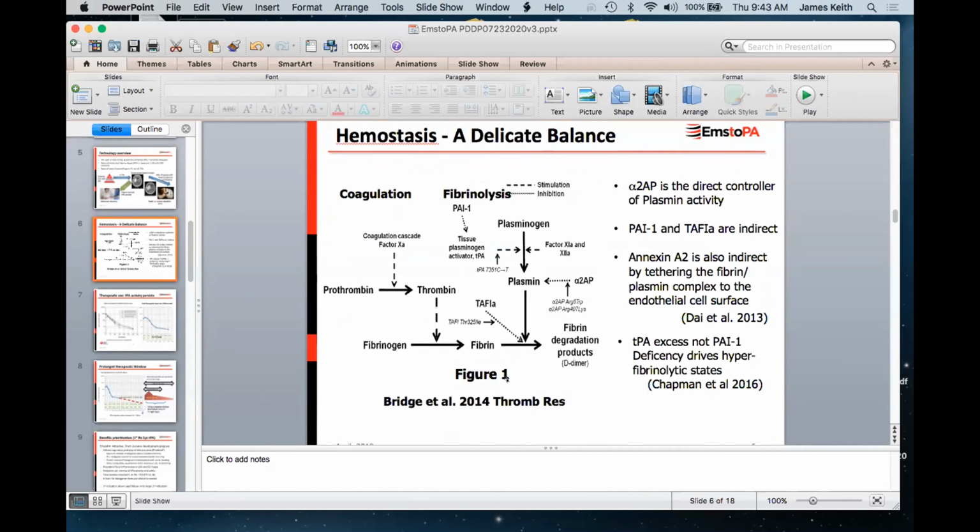So let's just spend a minute talking about hemostasis, the delicate balance that occurs in the body between coagulation and fibrinolysis, the dissolution of clots that form. In this simplified diagram, millions of times a day, minute areas of damage occur in the blood vessels that need to be repaired. Platelets and then the coagulation system produce fibrin clots at those sites of injury. As soon as those begin to form to seal the minute defect, the body begins to remodel those clots.